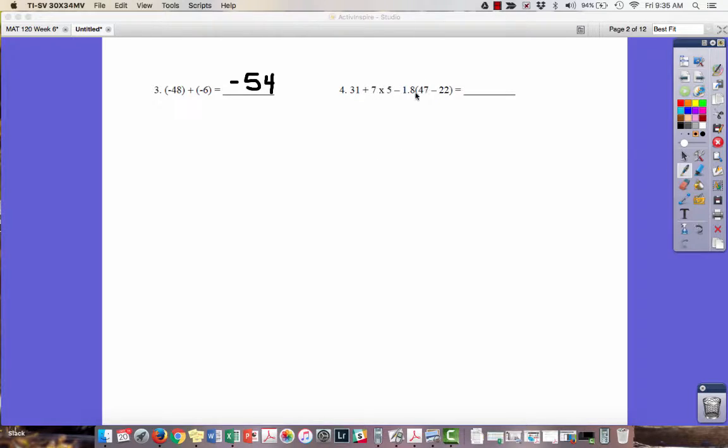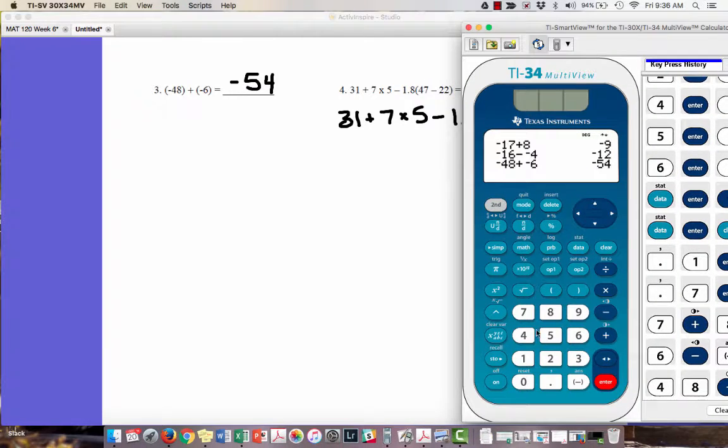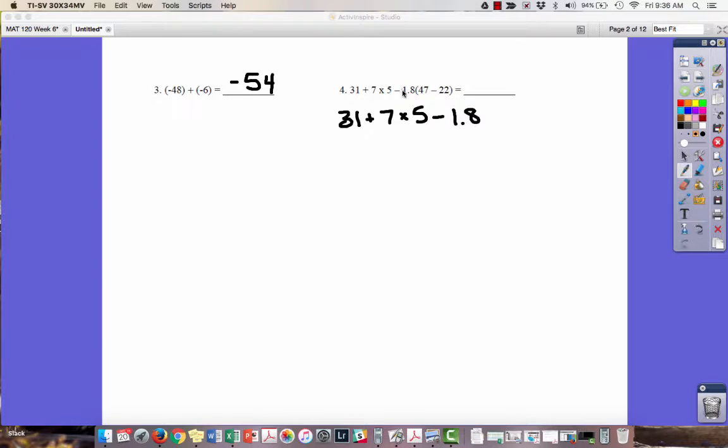Anytime you see anything with the parentheses, you want to deal with the parentheses first. So I'm going to start by just copying the rest of this. So I say 31 plus 7 times 5 minus 1.8. And then I have to say, okay, well, what's 47 minus 22? So I can always pull out my calculator and say, okay, 47 minus 22, and I get 25. So because they're right next to each other, it's going to become times 25. Because right now that 1.8 is on the outside, so it's being multiplied.